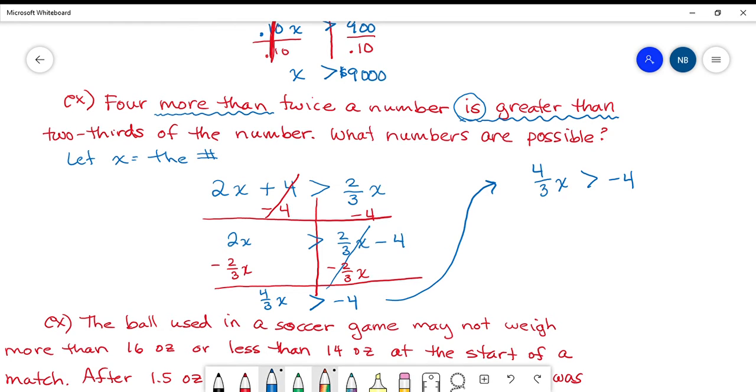And now I'm going to divide both sides by 4/3 because 4/3 divided by 4/3 makes 1, leaving x by itself. Greater than stays the same. -4 divided by 4/3 is -3. So any number bigger than -3 will make this statement true.